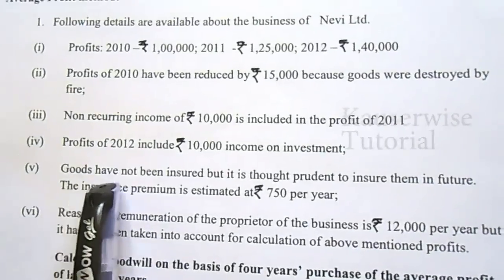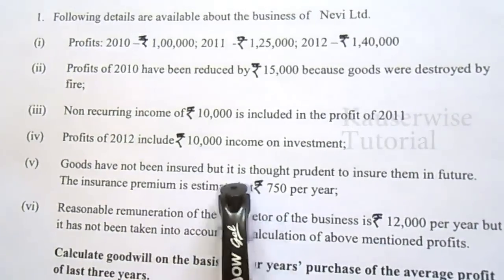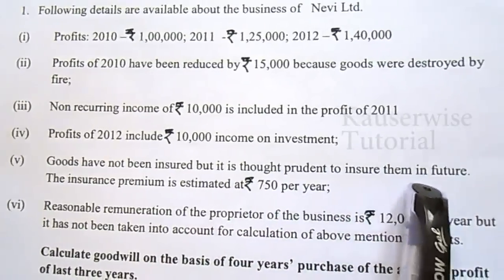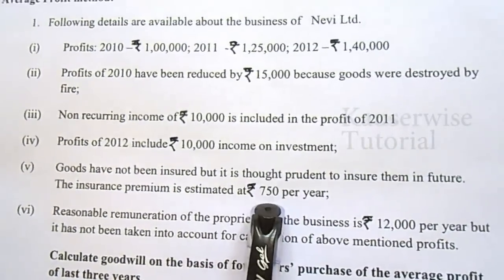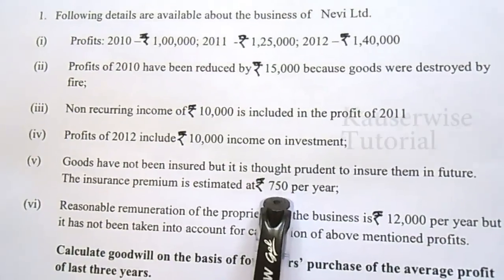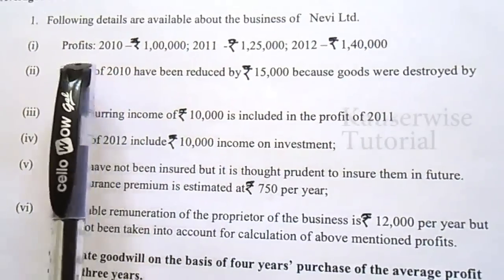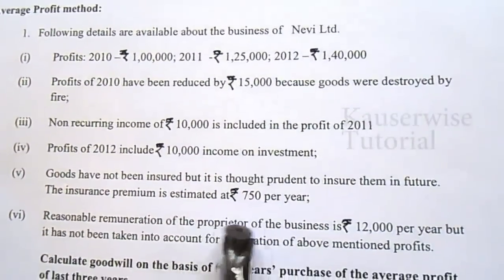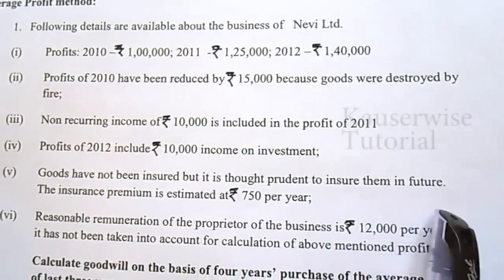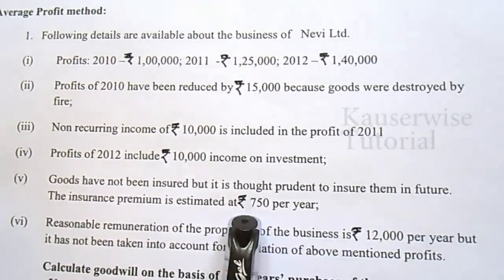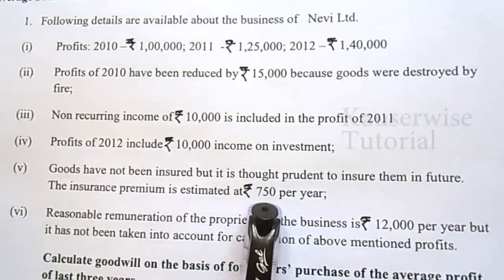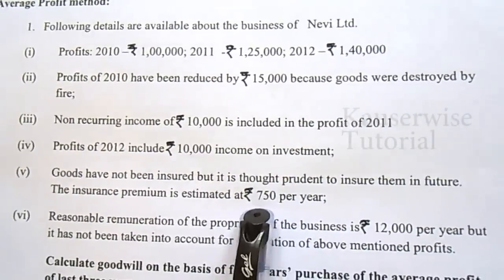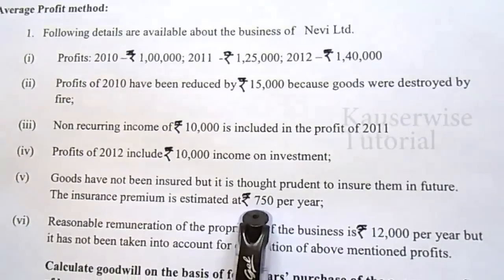Next one, goods have not been insured, but it is thought prudent to insure them in future. The insurance premium is estimated at 750 per year. So this expense is not included in the above 3 years profit. In future they are going to take an insurance policy, and for that they are going to pay 750 as insurance premium. So this will be a recurring expense. So this will be subtracted after finding the average profit.